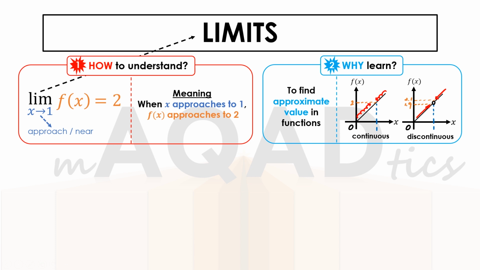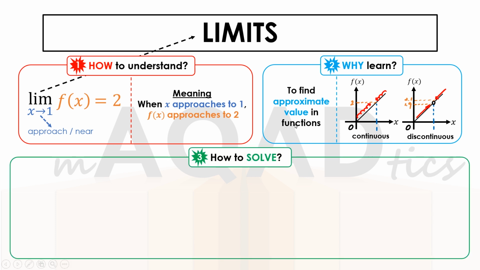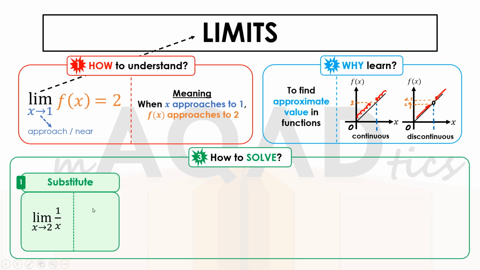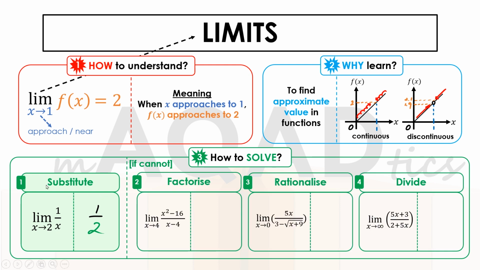Okay, so now next question, how do we solve this kind of limits question, which is quite popular in SPM? So the first and I would say the most straightforward way is to use the substitution method. Very easy. The approach value I just substitute into this function, and my answer is just 1 over 2. Very straightforward. But unfortunately, sometimes in SPM they wouldn't give you this kind of question. Sometimes it will be a bit complex, and most of the time it cannot be solved by substitution.